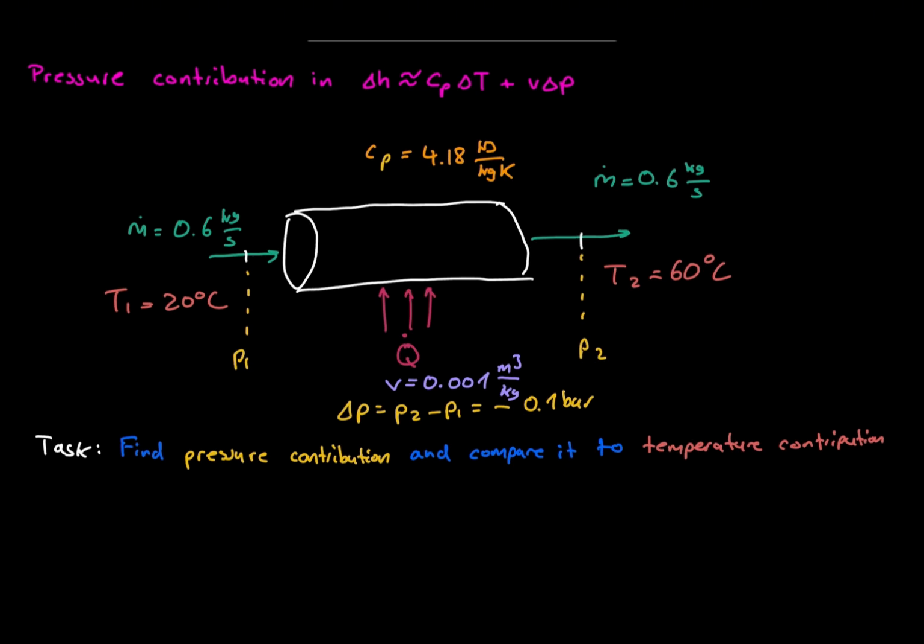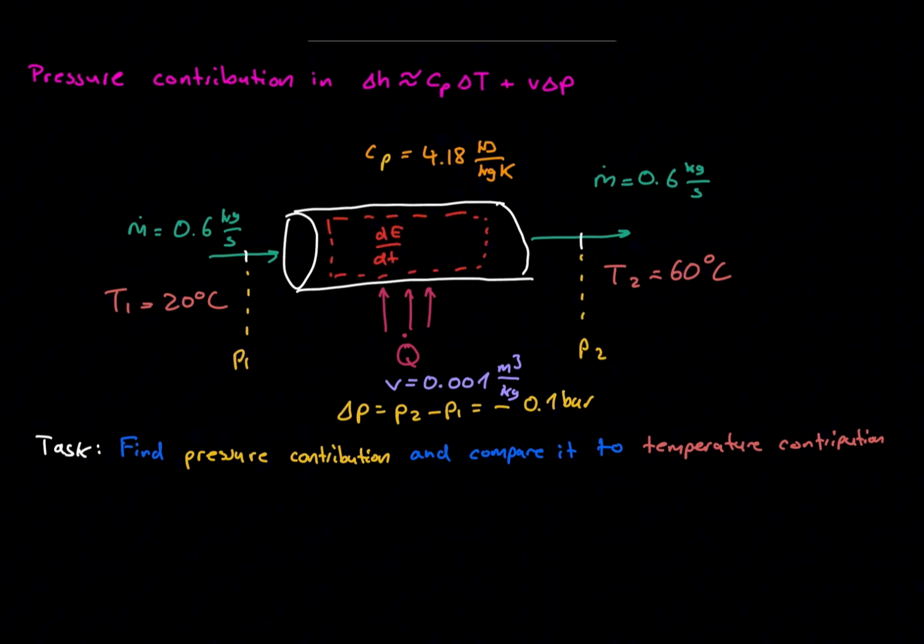Water flows through a pipe. The mass flow rate is 0.6 kilograms per second. The water enters at 20 degrees Celsius and leaves at 60 degrees Celsius. The heat capacity at constant pressure is 4.18 kilojoules per kilogram Kelvin. Now we also include a pressure drop of 0.1 bar, and we use a specific volume of 0.001 cubic meters per kilogram.